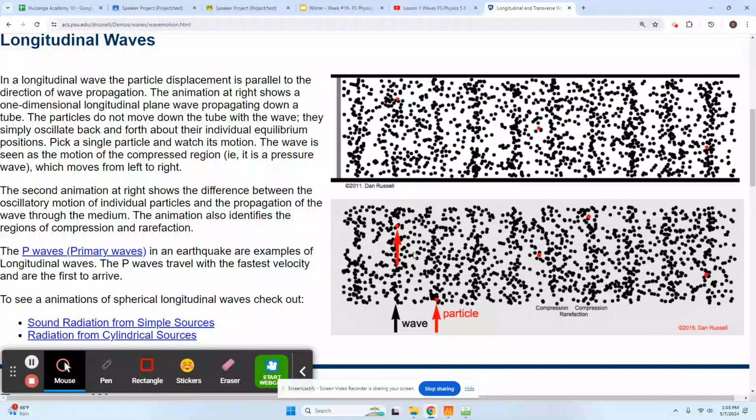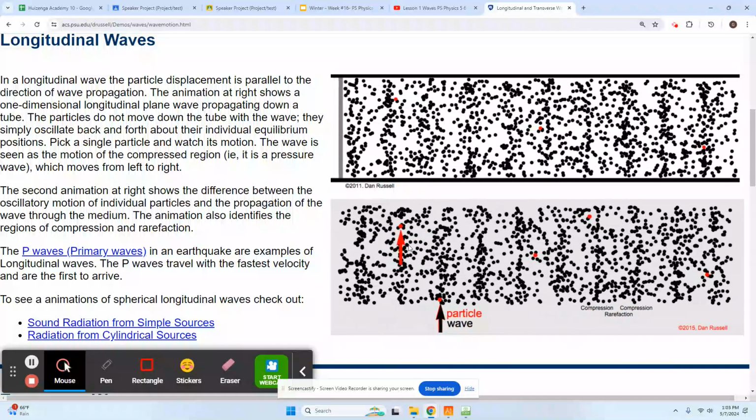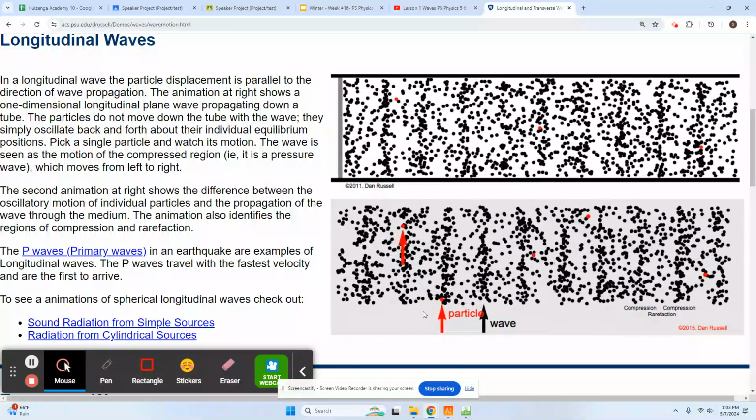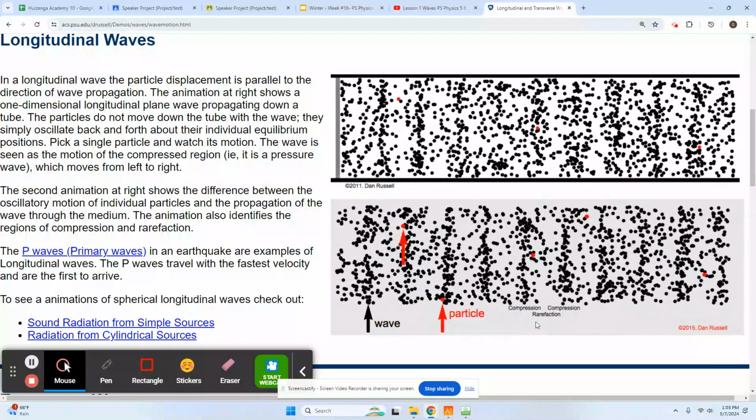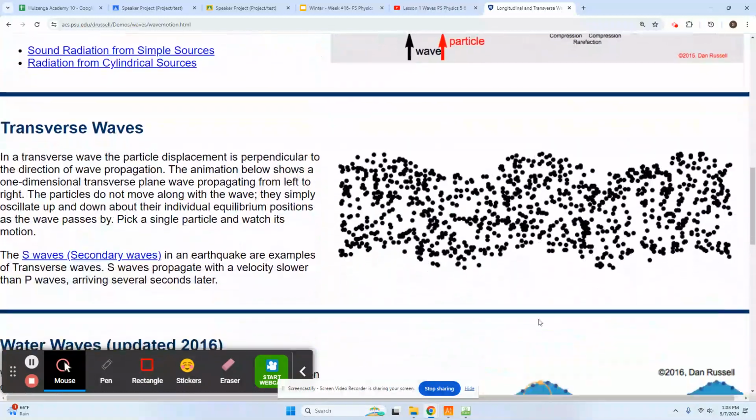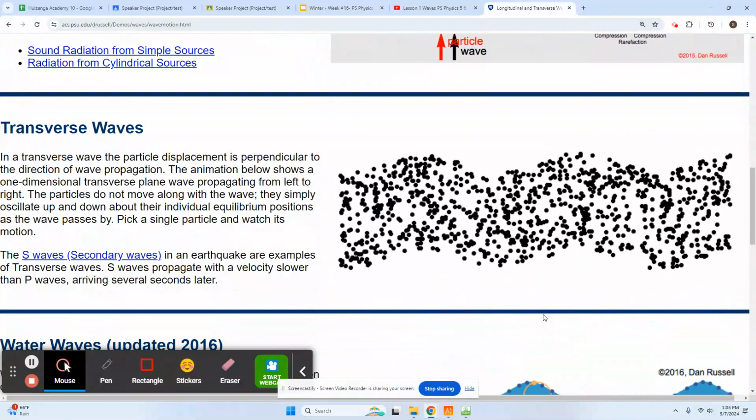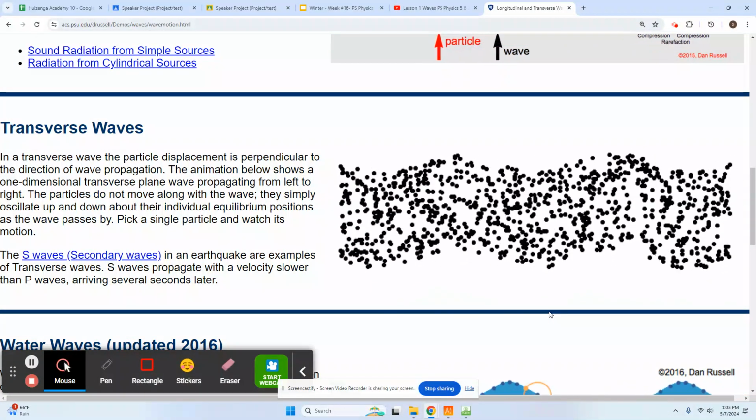So we have the particles oscillating about their equilibrium positions through something called SHM, simple harmonic motion. We see the wave is traveling sort of in a straight line. This is a transverse wave. So the particles, again, are oscillating up and down, whereas the wave is traveling left to right.